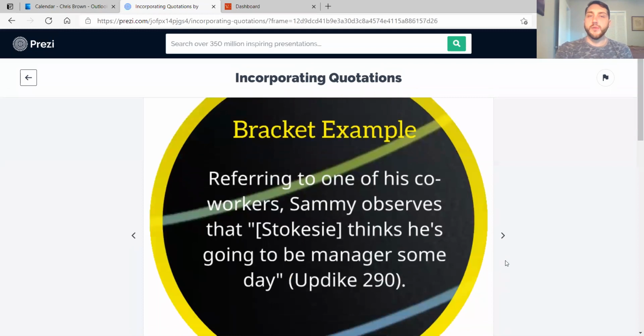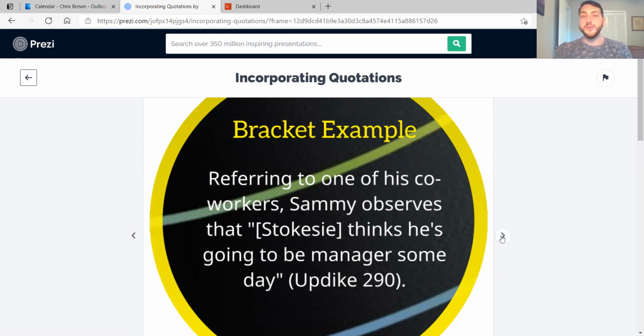So here's an example. Referring to one of his coworkers, Sammy observes that "[Stokesy] thinks he's going to be manager one day." And then we have that citation from Updike, right? So you see we've added the character's name here because even though the character's name is not part of the original sentence, it clarifies who the sentence is about and who he refers to.